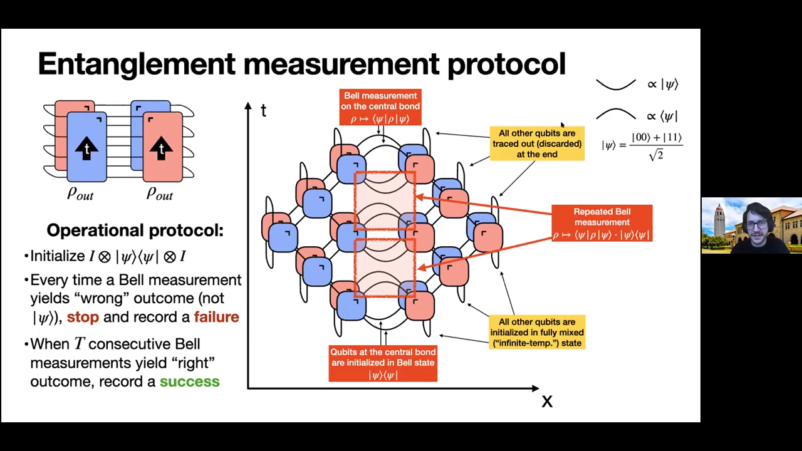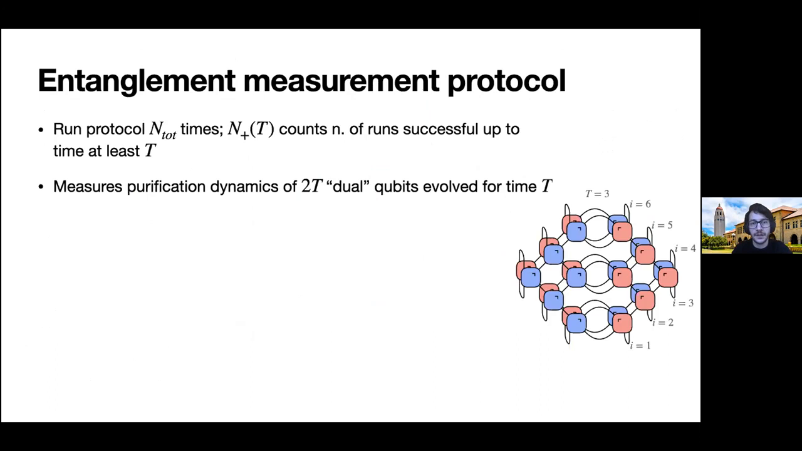On the other hand, if you're successful for t time steps in a row and you make it all the way to the end, repeatedly measuring the correct state, then you can record a success for your protocol. And this leaves you basically with, you can tabulate all these values: the number of total runs, the number of runs that were successful all the way to the end, those that were successful until the next to last step, and so on and so forth. You can keep track of all of these numbers. And what do you do with that?